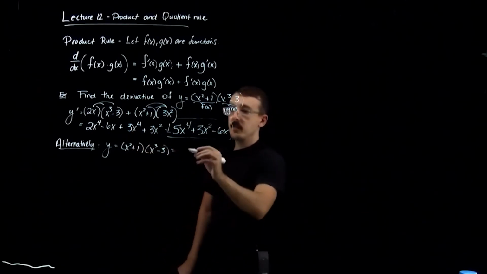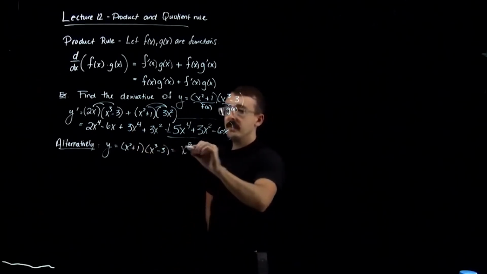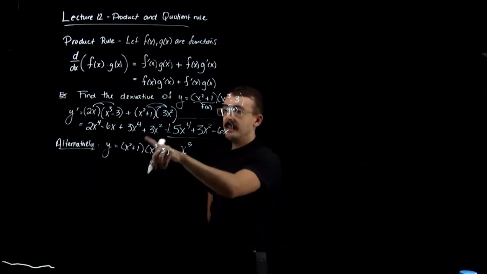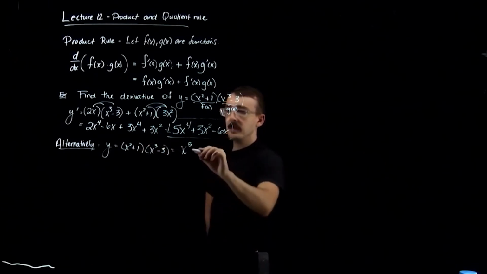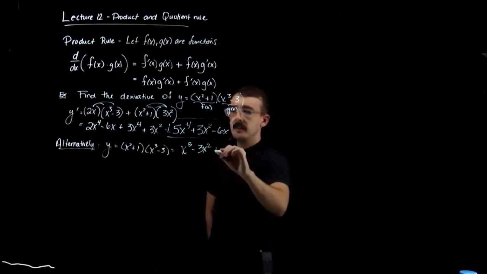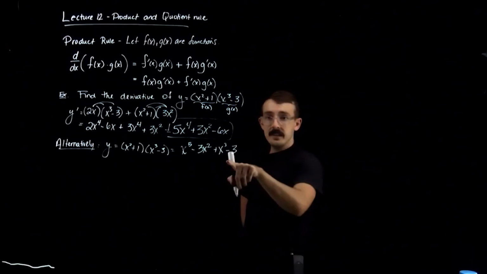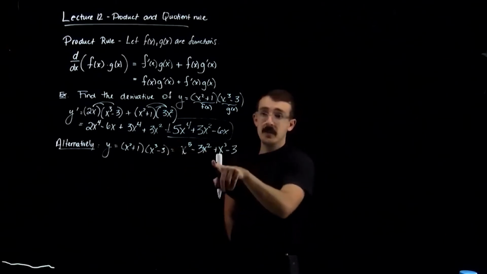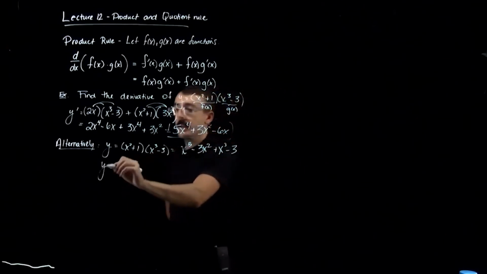So how would I do that? I would FOIL. I would get x to the 5th. The last ones here would be 3x squared here. I'd get plus x cubed and then minus 3. So this is still y. I haven't taken the derivative, but now I will.